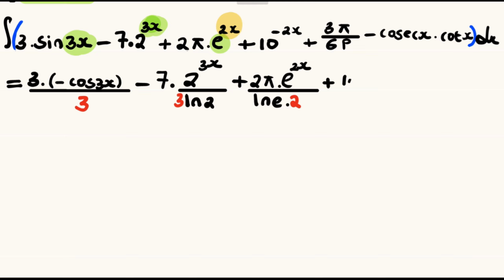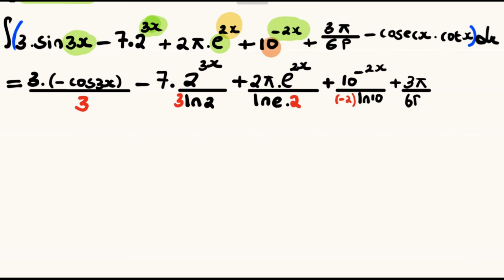power negative 2x will be the 10 to the power negative 2x divided by the ln of the base. The base in this case is that 10, so we have the ln of 10 multiplied by the derivative of the exponent. The derivative of the negative 2x is equal to negative 2, so we divide by the negative 2. The integral of the 3 pi divided by 6p will just be the 3 pi multiplied by x divided by the 6p.